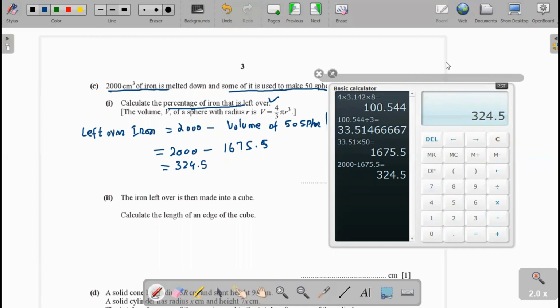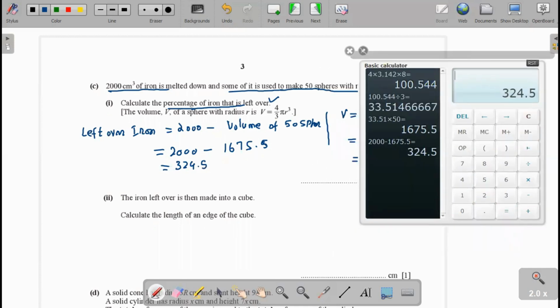Now to find the percentage of leftover iron will be equal to leftover iron divided by total quantity of iron, 2000, multiply 100. Now we see here 324 multiply 100 divided by 2000.